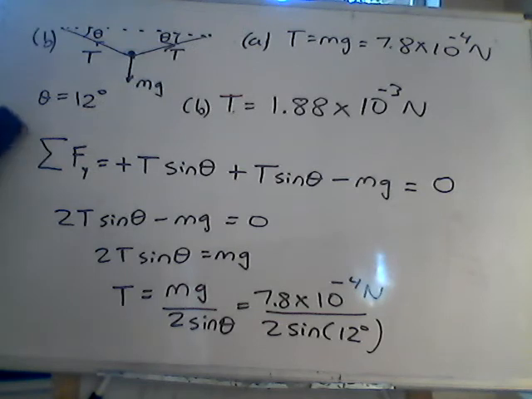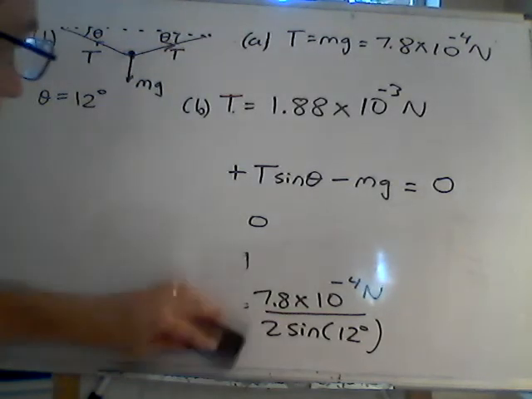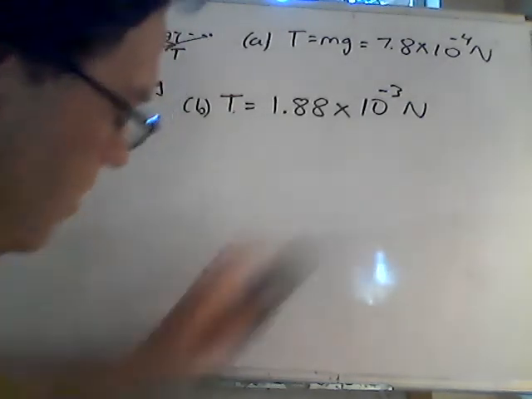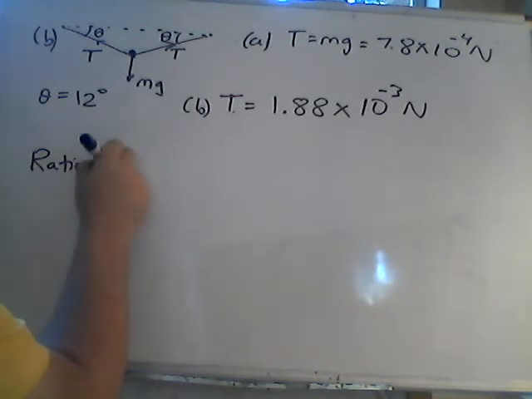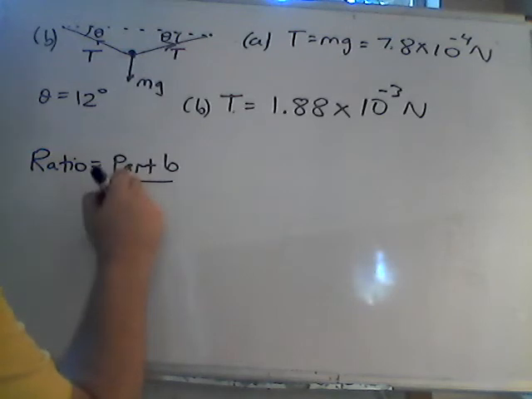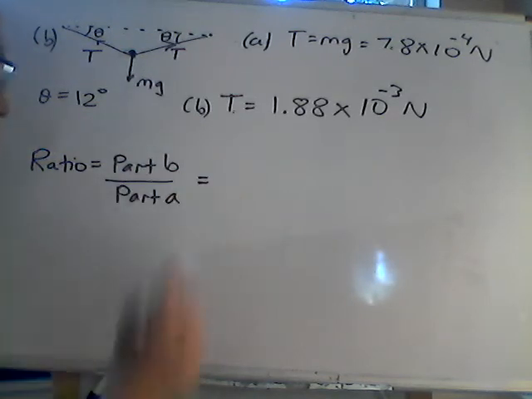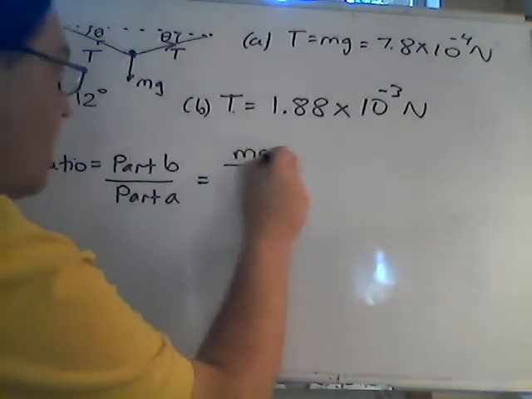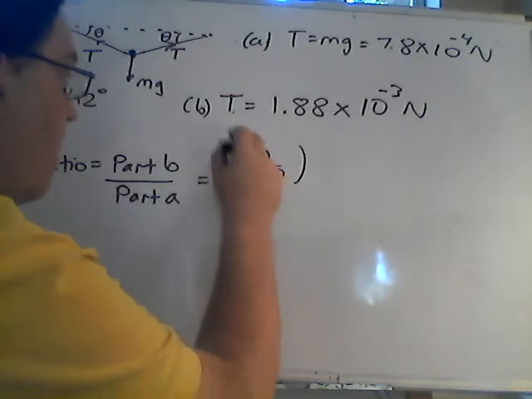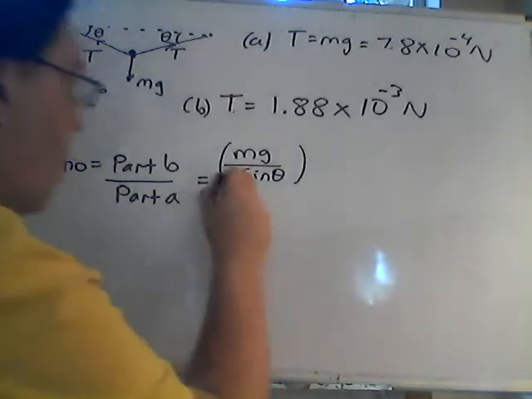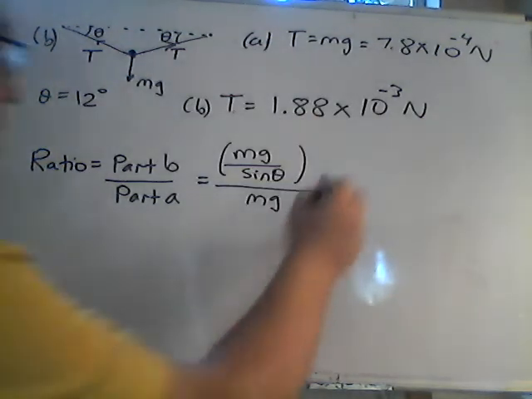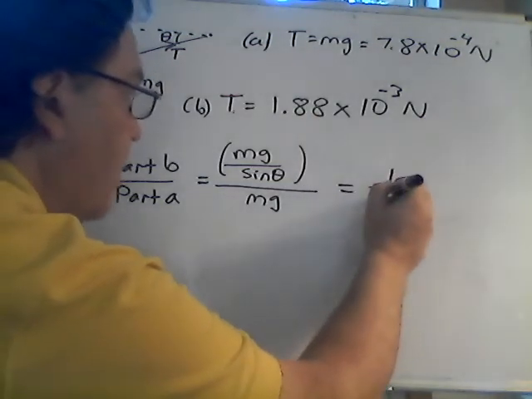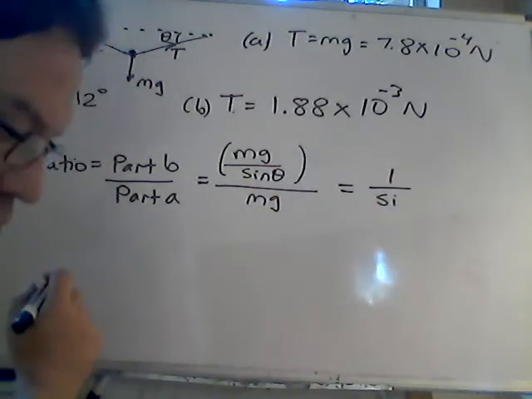I could just easily calculate that, but I'm going to do it in a clever way. I want to find the ratio of the part B answer over the part A answer. What was the part B answer? The part B answer was mg divided by 2 sine of theta. Remember that? We just calculated that. The part A answer was mg. Well, if I multiply by 1 over mg, I find out that the ratio is nothing more than 1 divided by, oops, I'm sorry, 2 sine of theta.